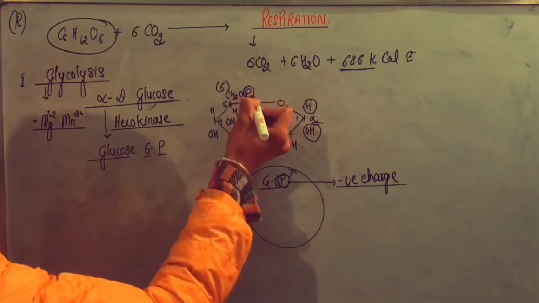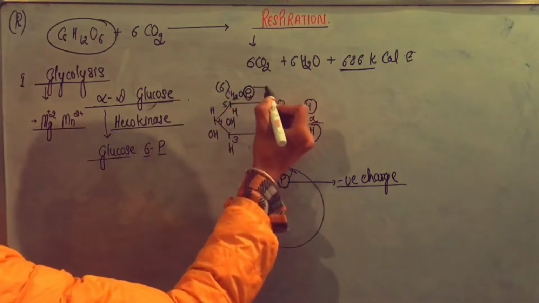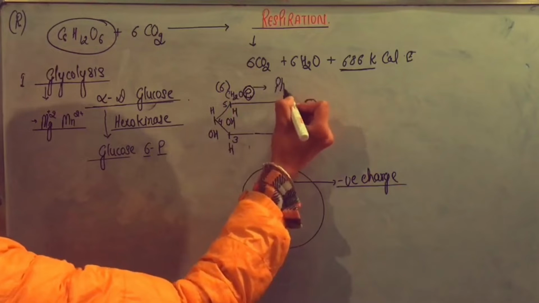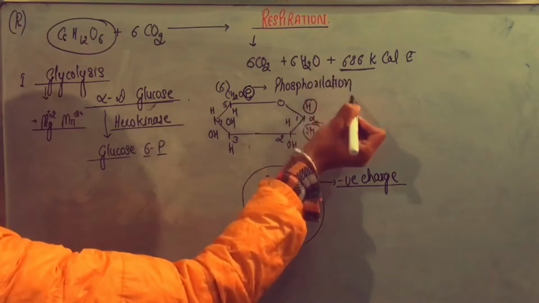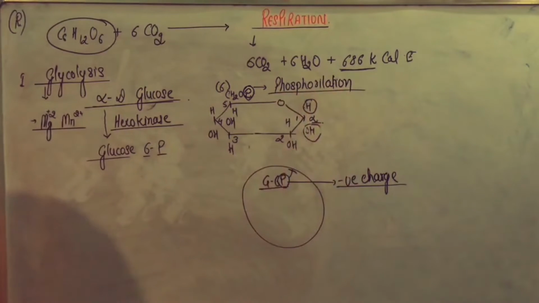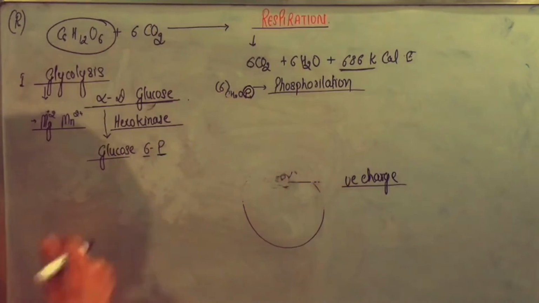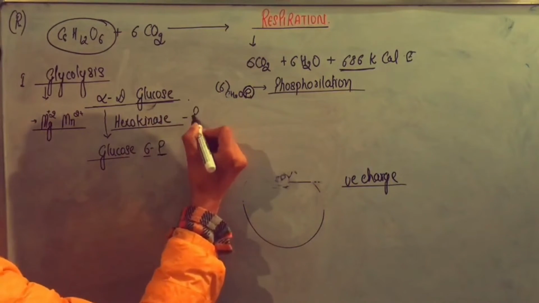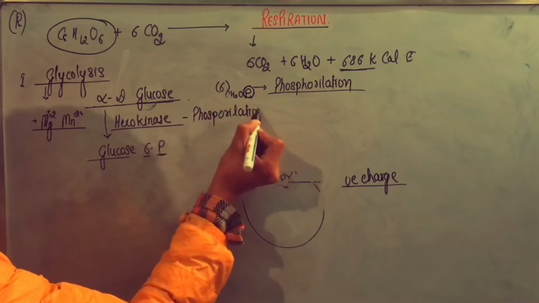This process of adding the phosphate group on the 6th position is termed phosphorylation. So the conversion of alpha D glucose into glucose 6-phosphate is called phosphorylation.